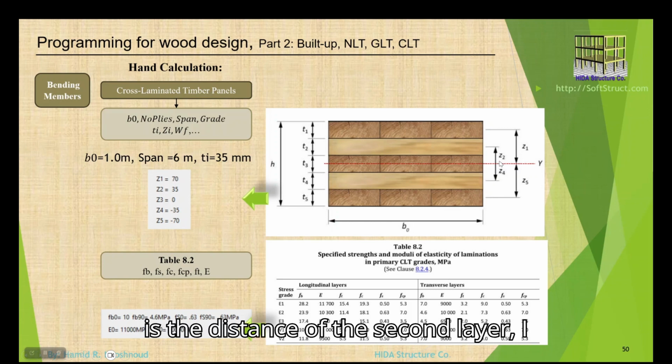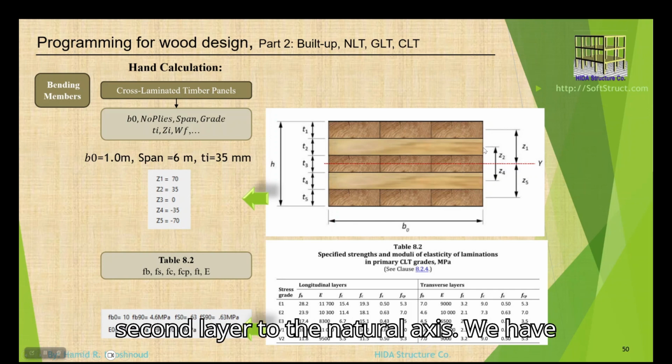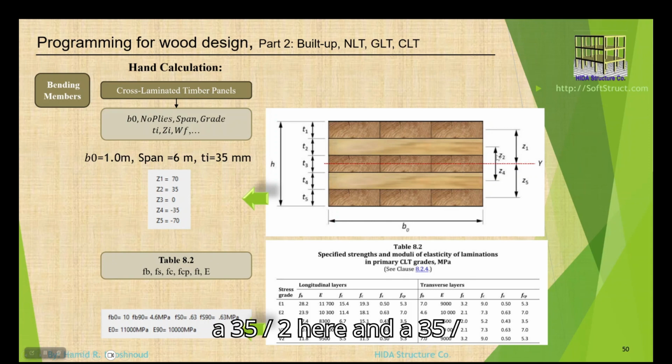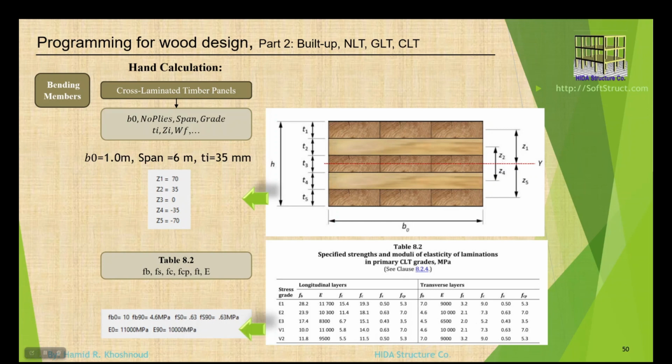Z2 is the distance from the center of geometry of the second layer to the neutral axis. We have 35 over 2 here and 35 over 2 here. Therefore, we will have 35 for Z2. Z3 is 0, and Z4 and Z5 are equal to Z2 and Z1 respectively, but in the negative direction of Y.